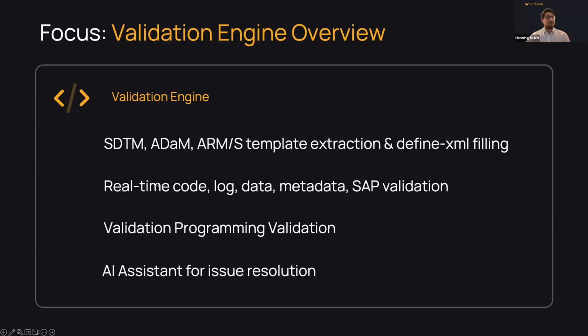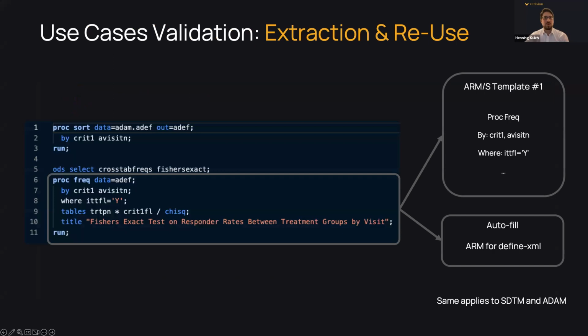And then, this one is what we've been talking about. Validation programming. Validation sounds like a duplication. It is not. I'll show you in a second. And then the AI assistant. I just want to quickly highlight where we're at with that part.